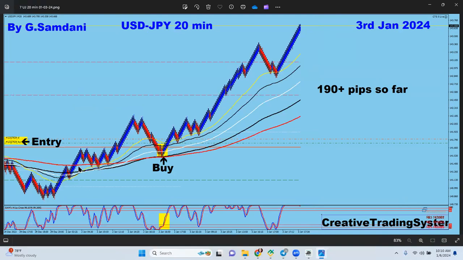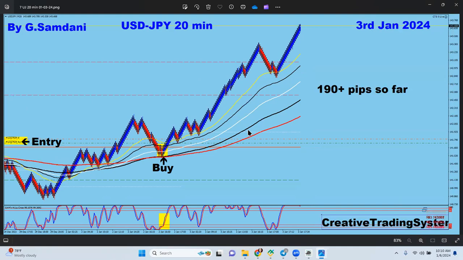It started to go up, a beautiful entry. You see the EA opened this trade, the small arrow here. This was a nice entry too, but my EA opens only one trade at a time. If a trade is open, then even if there's another entry, it's not going to open a second trade.